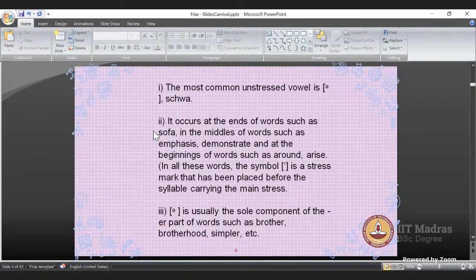Ma'am, but we don't pronounce schwa in brotherhood, right? We don't pronounce schwa in brotherhood like we pronounce in sofa or emphasis or demonstrate. No, we do. If you do not have that vowel, then how can you skip straight to hood? Because the th is a consonant. You cannot say it without having said the vowel, right? Brotherhood. That's how you say it, right? So after the consonant, what follows is the schwa. Brotherhood.